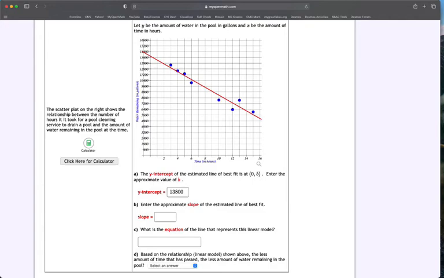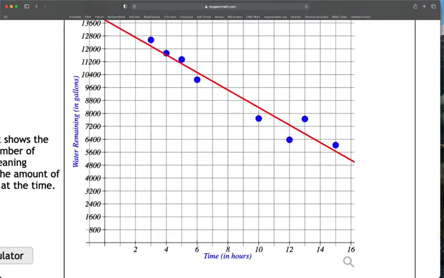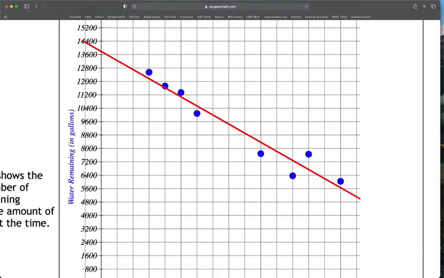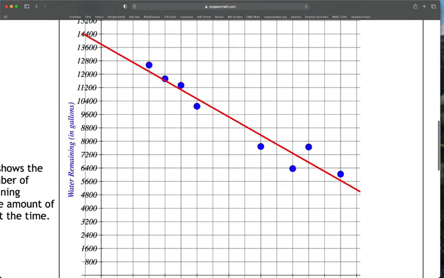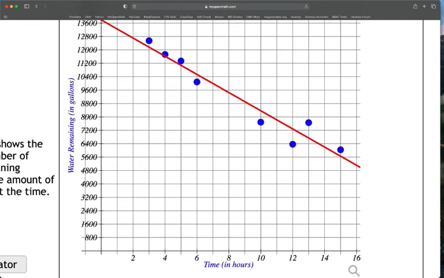Now, as far as the slope goes, we're going to have to zoom in a little bit here and try and find two ordered pairs that are close to perfect. And since this is just an estimate, they don't have to be totally perfect, but they've got to be close. So I'm going to go with that one right there and maybe that one right there. So this line is going downhill from left to right. That means we have to have a negative slope.